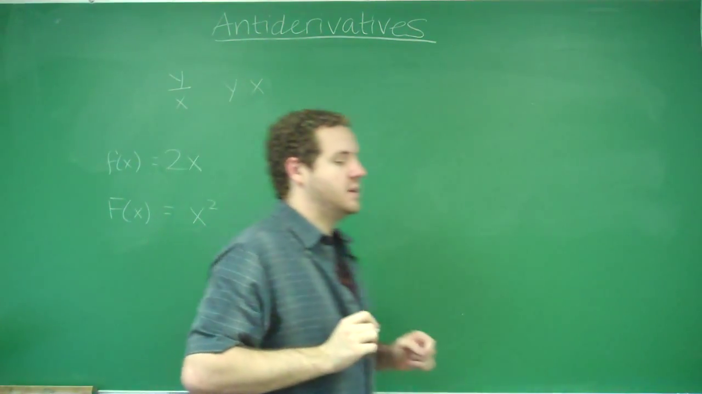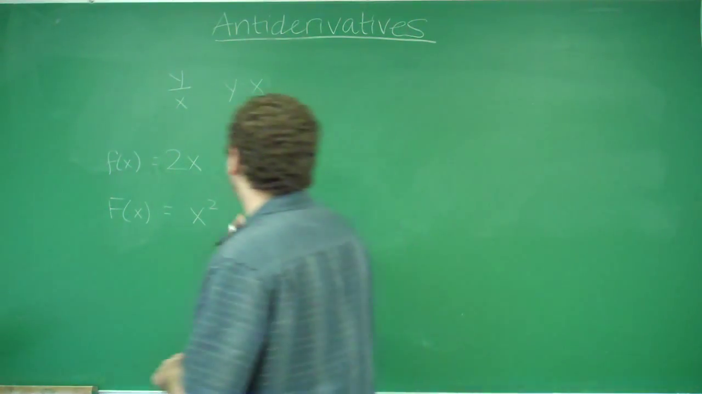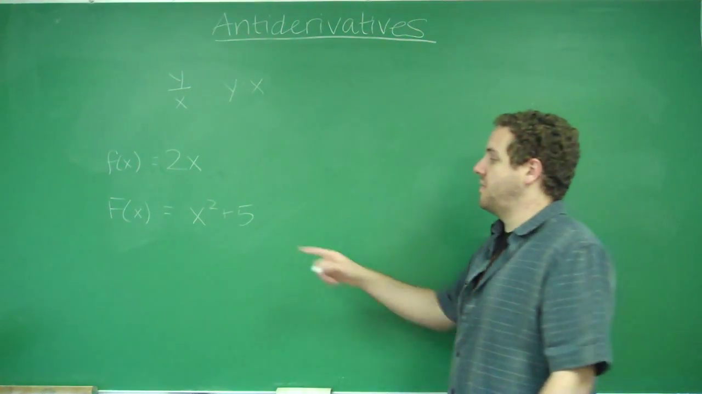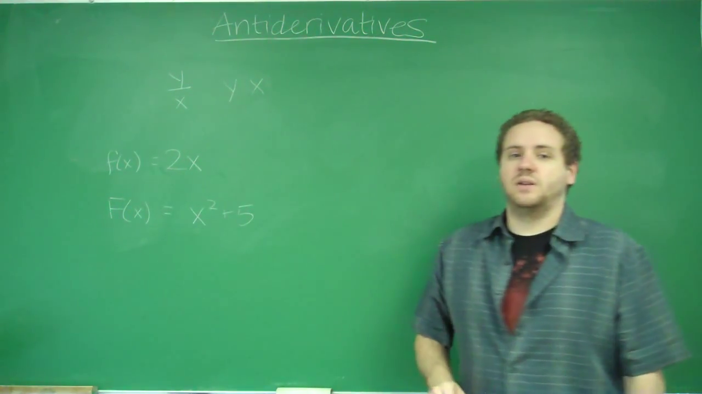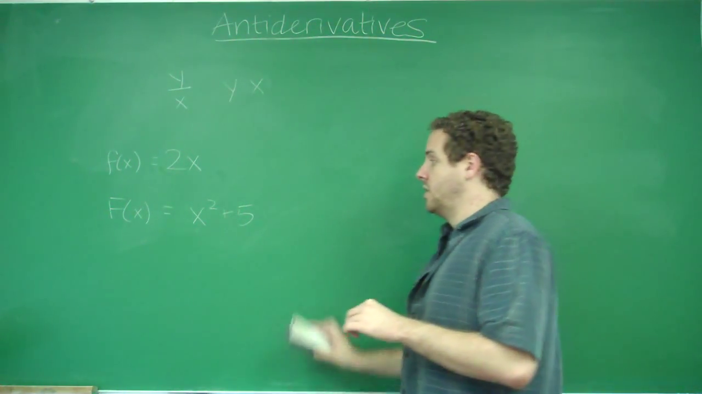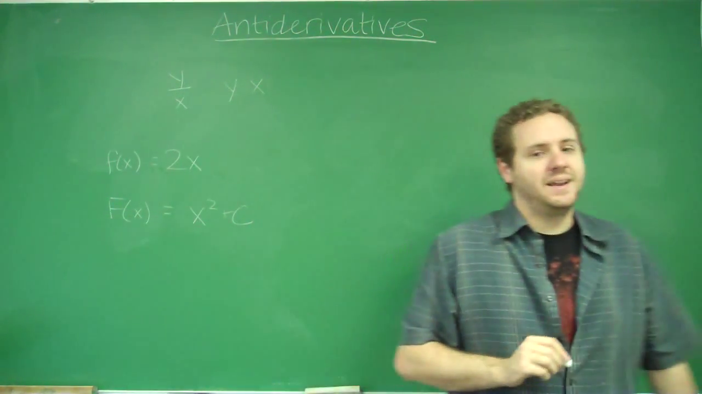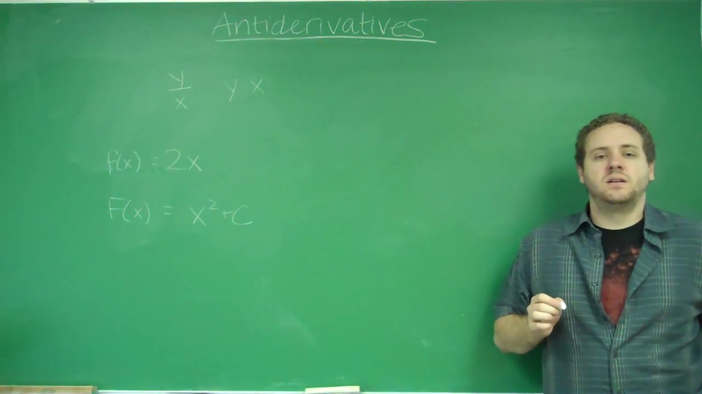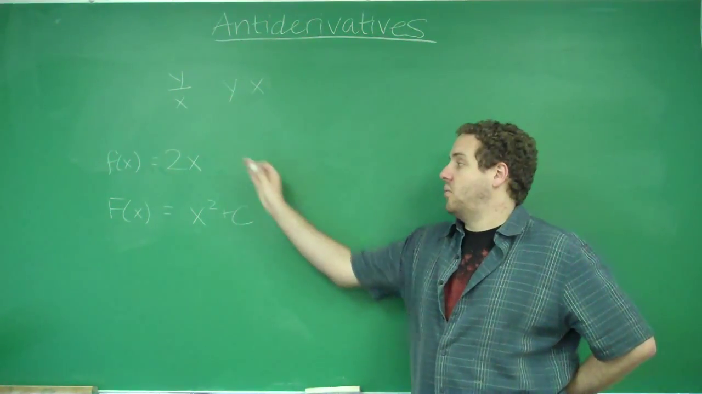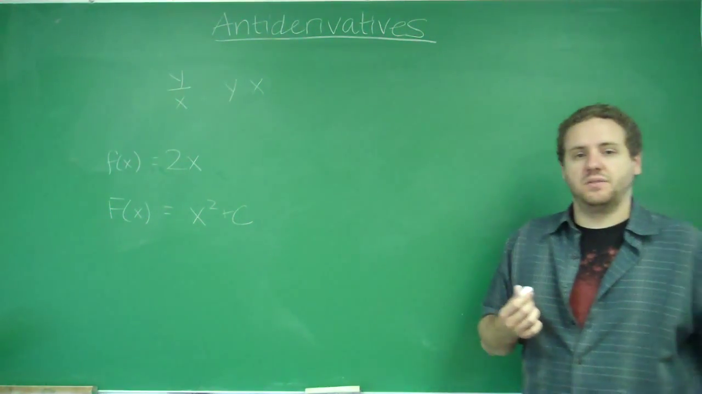But here's the problem: if that was x squared, that would work, but if it was x squared plus 5, that would work too, because if you took the derivative of x squared plus 5, you would still get 2x. And in fact, if you added or subtracted any constant from x squared, it would still work. So when you do the antiderivative, you always have to add a constant, and you usually call that constant c, the constant of integration, and that can be any number that will still keep this true. So let's think about general rules then for antiderivatives.